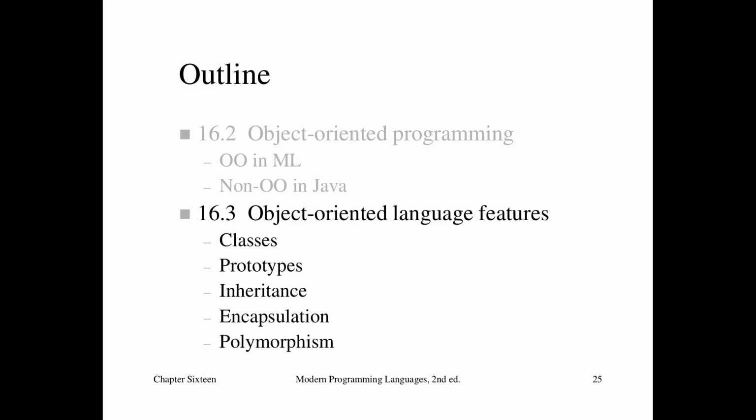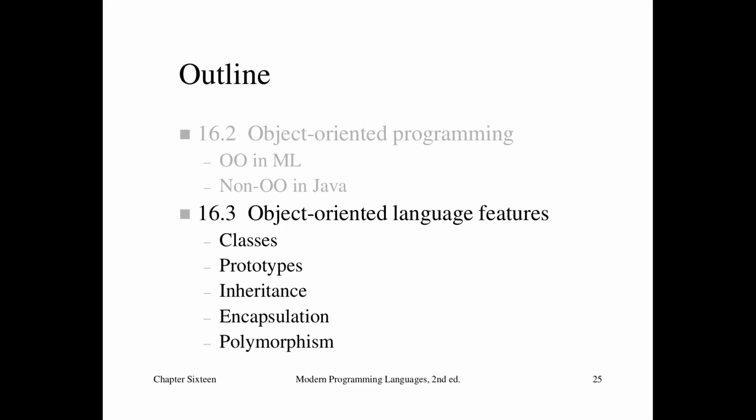All right, welcome to Computer Science 305. This is the second part of the object-oriented talk. In this part, we'll talk about several well-known object-oriented features, including classes, prototypes, inheritance, encapsulation, polymorphism.